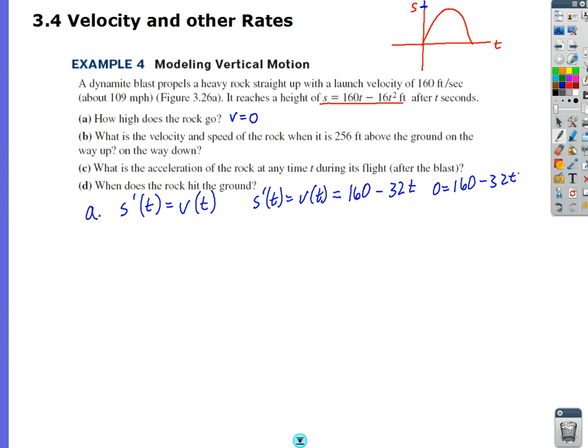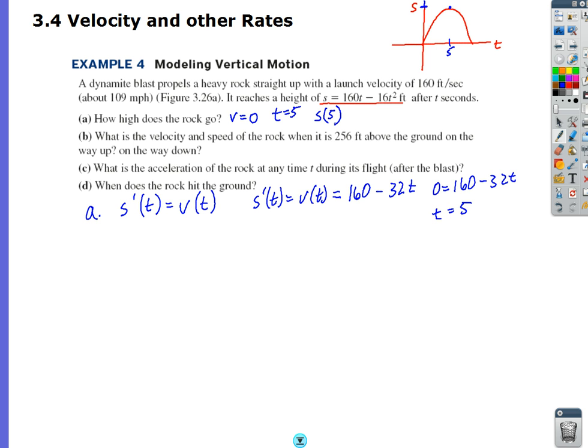Subtract 160, divide by negative 32. t should equal 5. Oh, so that means t equals 5 is where it hits its highest point. I don't know what the highest point is yet, but I know it's when time is equal to 5. But how can I possibly find out what that highest point is? I want how high does it go? What tells me height? Position. So I'm going to go find out s of 5.